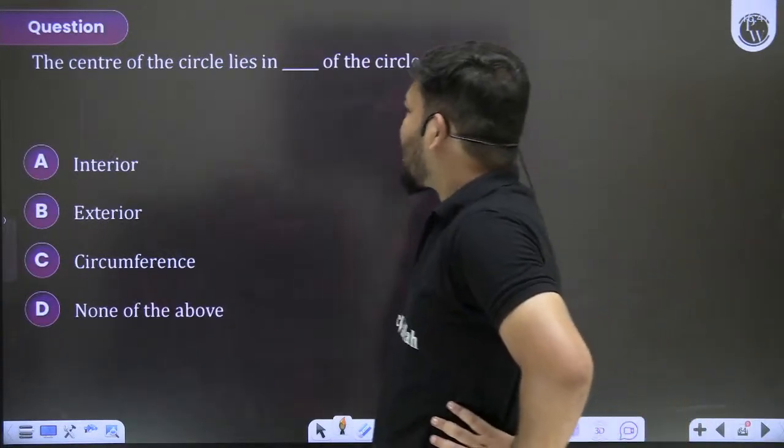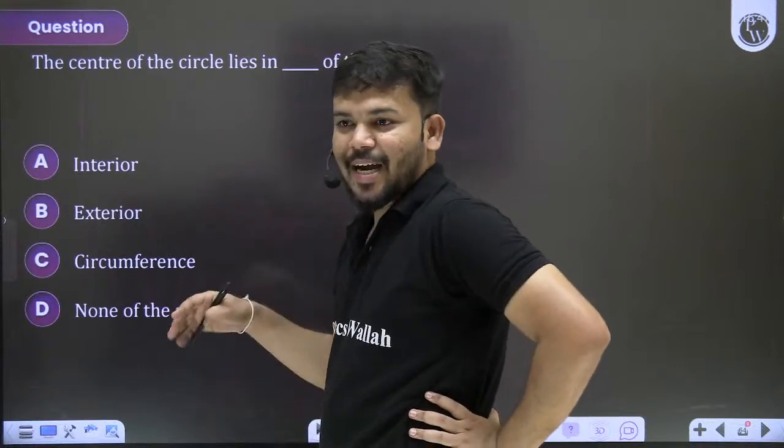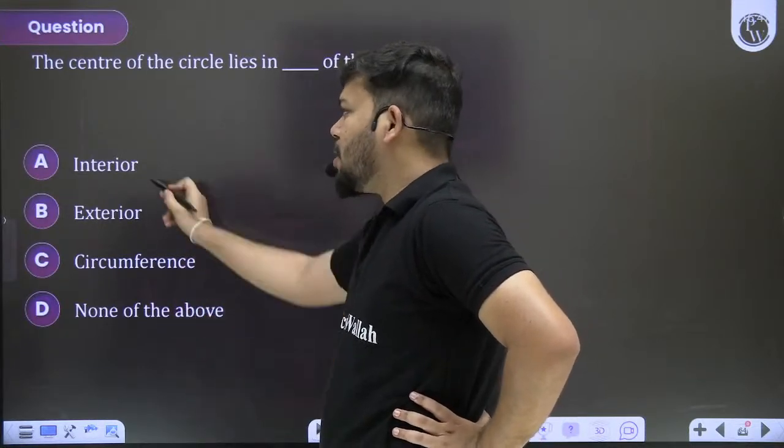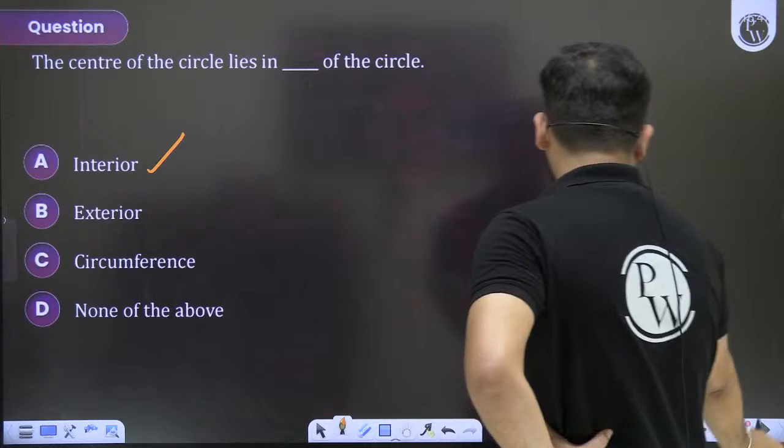The center of a circle lies on the circle. Interior means inside, exterior means outside the circle. The center will obviously be in the interior of the circle. Option A will be the correct answer.